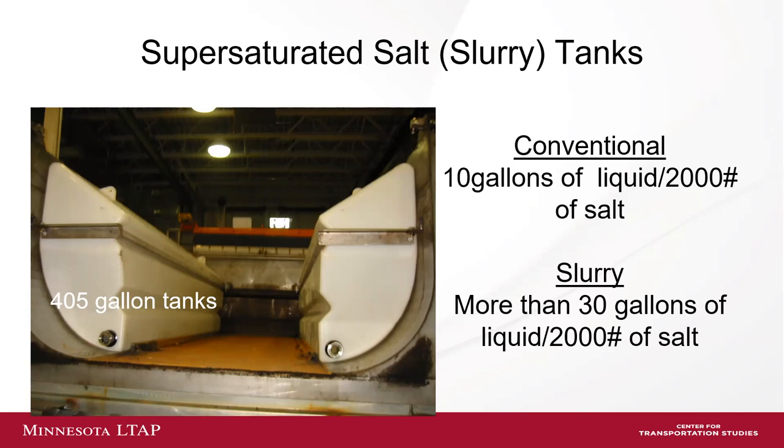Now, the slurry type applications apply a lot more liquid. You can buy trucks that are capable of applying that high rate of liquid, or MnDOT has a number of trucks that they've modified to become slurry applicators. The slurry trucks are going to apply roughly 30 gallons or more of liquid to a ton of salt. So that's a lot more liquid, and that slurry material comes out kind of like wet mud, and it just plops onto the roadway, and we get much, much better melting action from slurry applications.